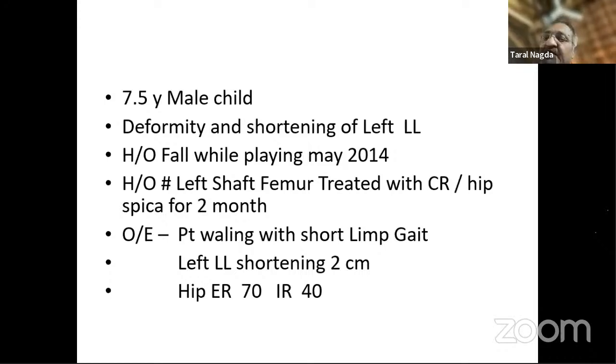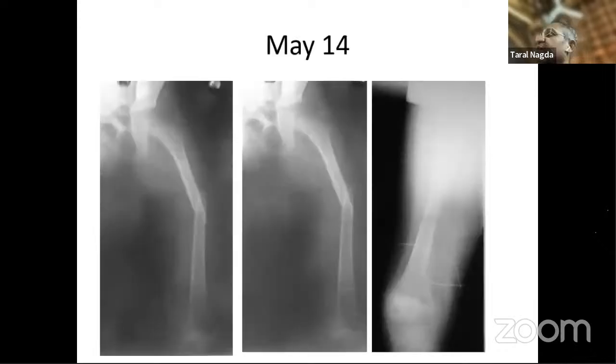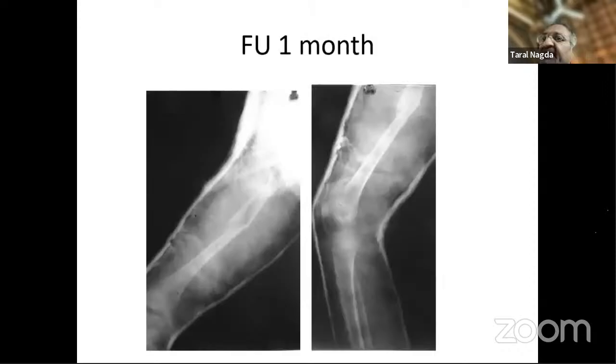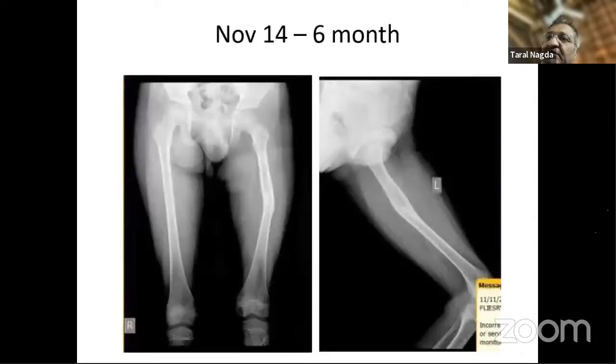So I'll just share one last patient as to what are the issues sometimes with extending conservative treatment to an older child. A 7.5-year-old child was managed with a hip spica, comminuted fracture with a butterfly, and he landed up with shortening and angulation. You can see on serial x-rays there is angulation and shortening, but the most important issue here was the rotational problem.